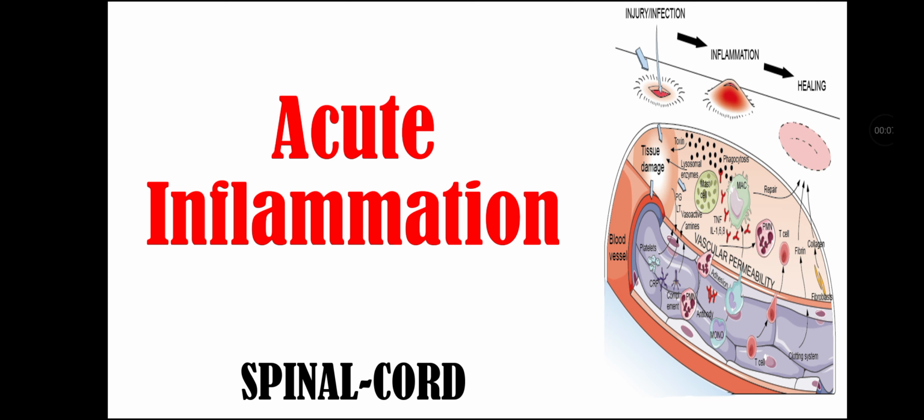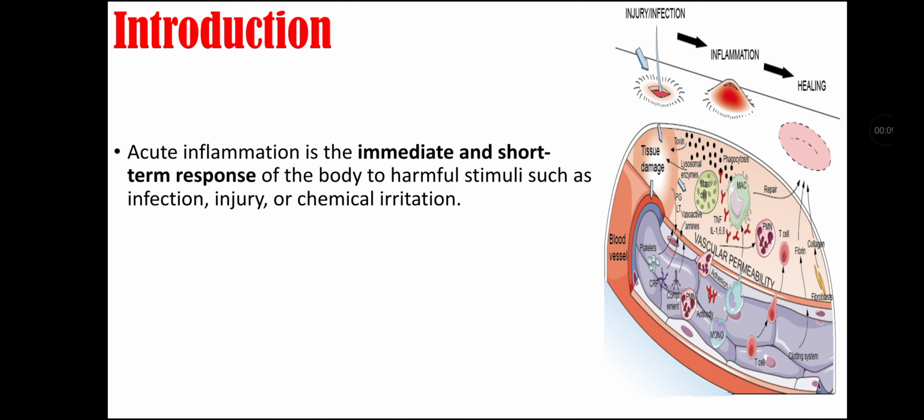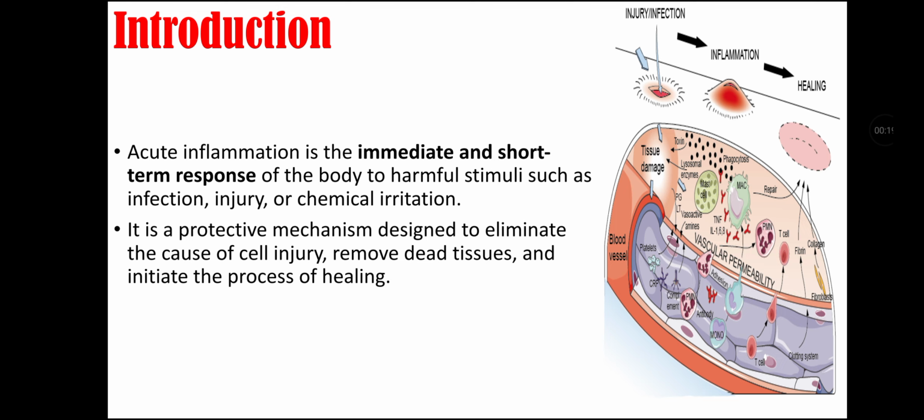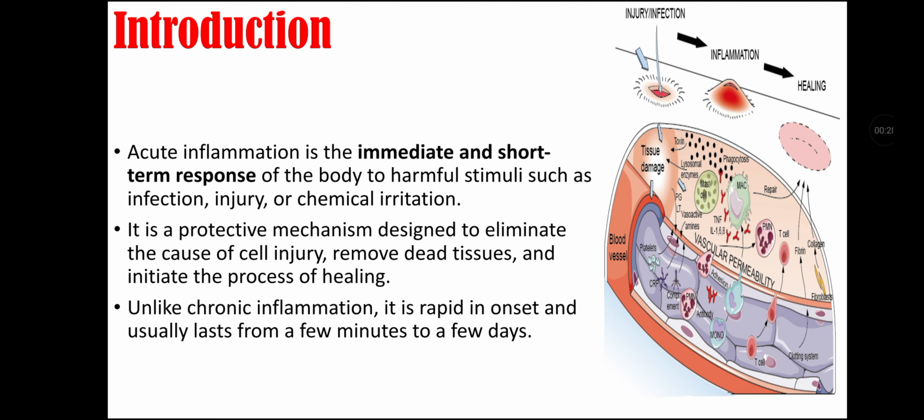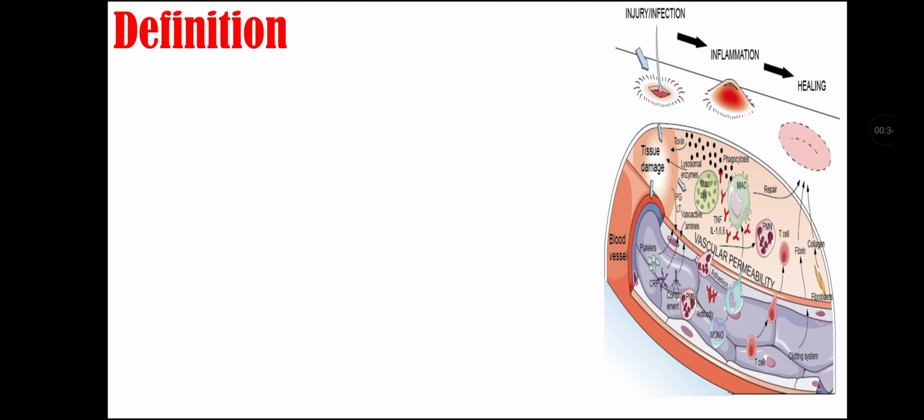So let's start our topic with introduction. Acute inflammation is the immediate and short-term response of the body to harmful stimuli such as infection, injury or chemical irritation. It is a protective mechanism that is designed to eliminate the cause of cell injury, to remove dead tissue and to initiate the process of healing. Unlike chronic inflammation, it is rapid in onset and usually lasts from a few minutes to a few days.